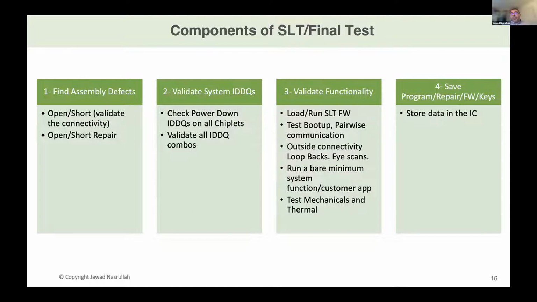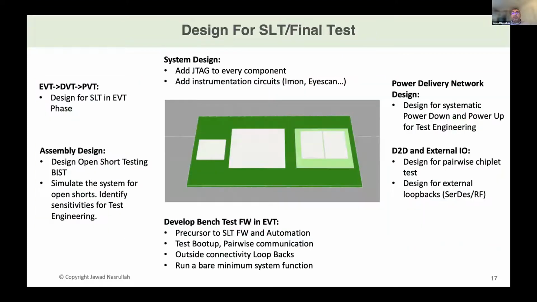In the end, these tests typically would end up writing something into the integrated circuit. It might be repair data, it might be some kind of security signature of the type the customer needs. But that's the general anatomy of the system level test.